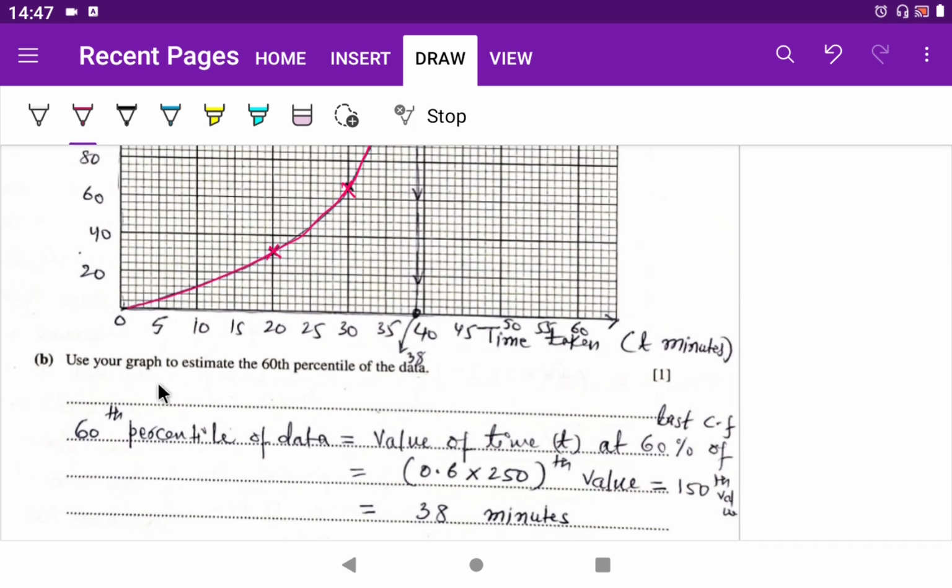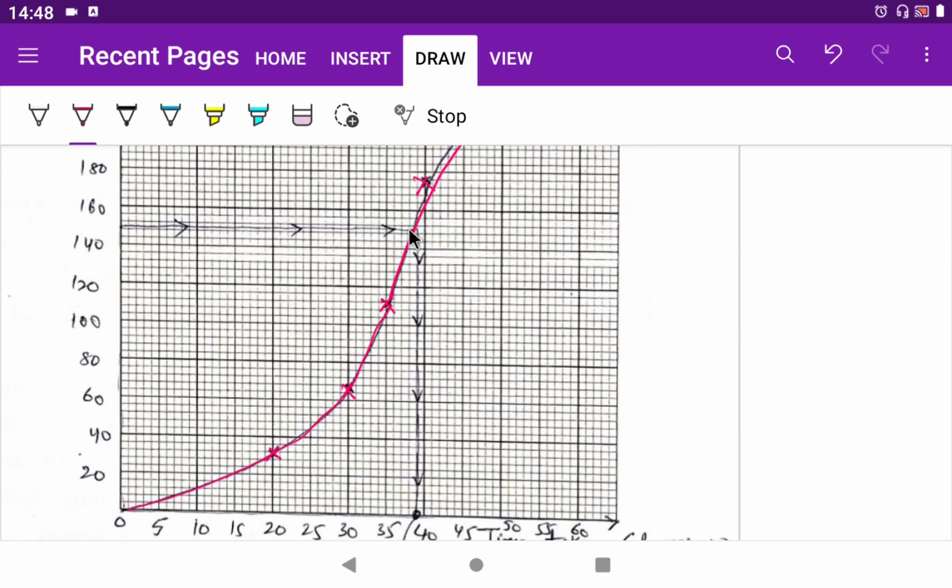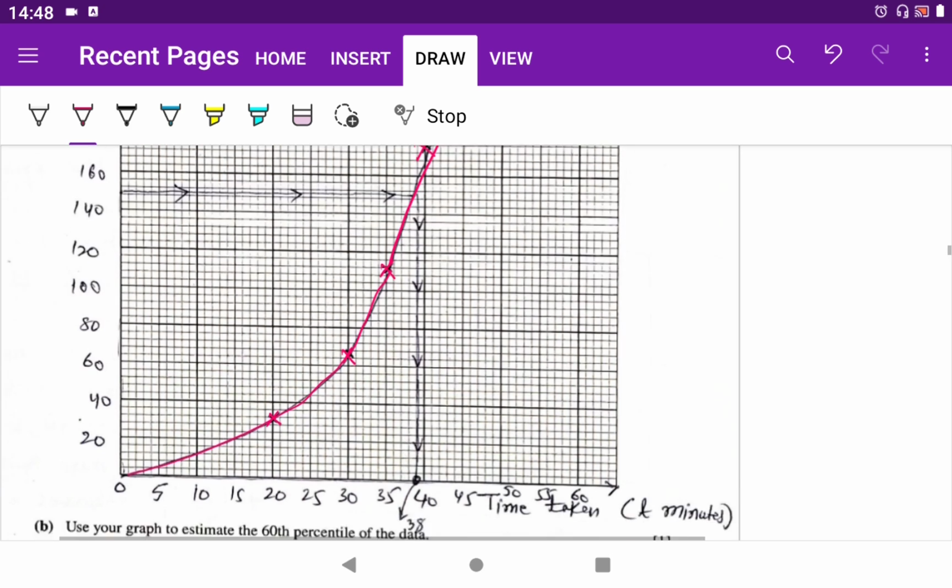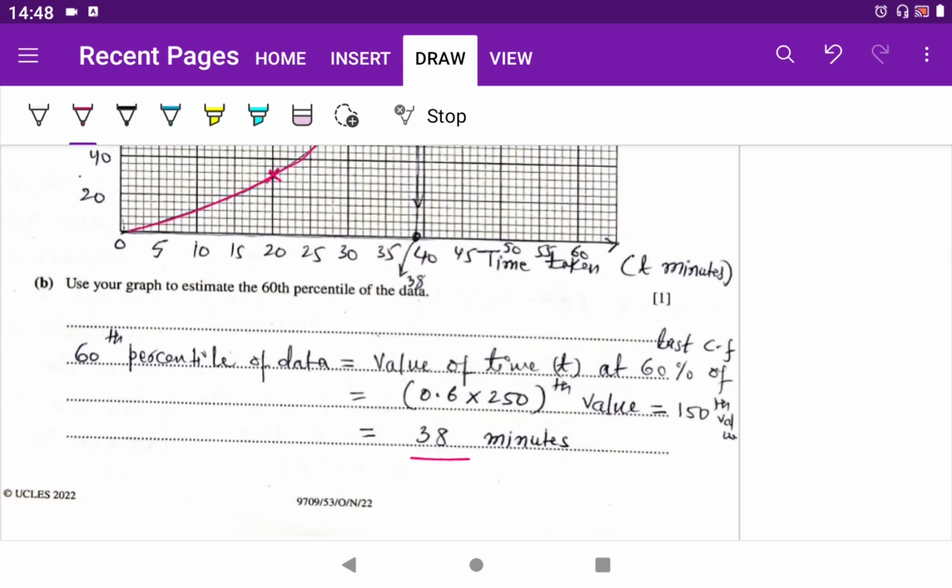The second part: use your graph to estimate the 60th percentile of the data. The 60th percentile is the value of time t at 60% of the cumulative frequency. So 60% means 0.6 multiplied by 250, so the value is 150 cumulative frequency. At 150, the time is how much? At 150, the time is 38 minutes.